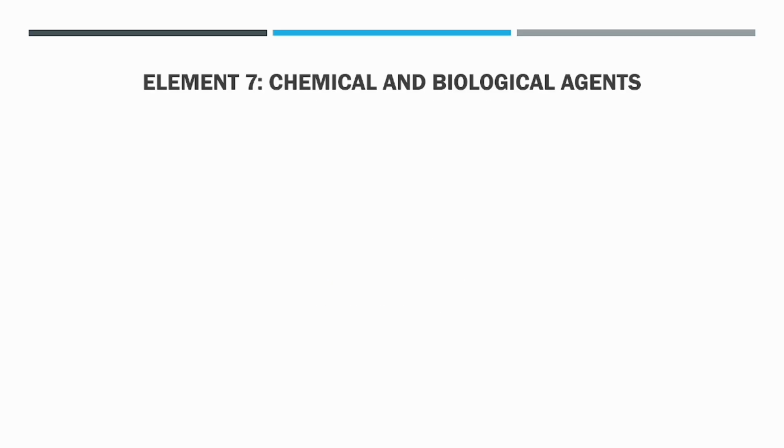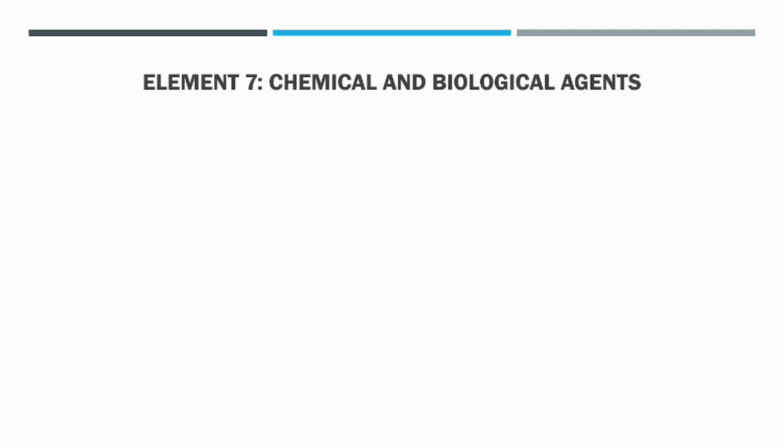The seventh element is chemical and biological agents. The chemical and biological agents mean those that are used in a certain organization. This element explains health risk from hazardous substances.